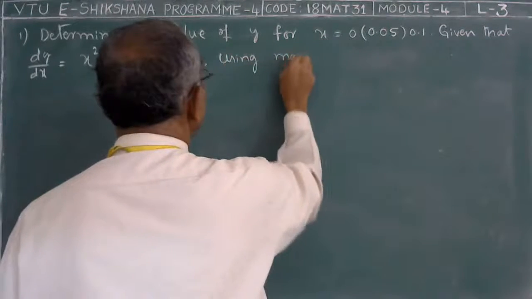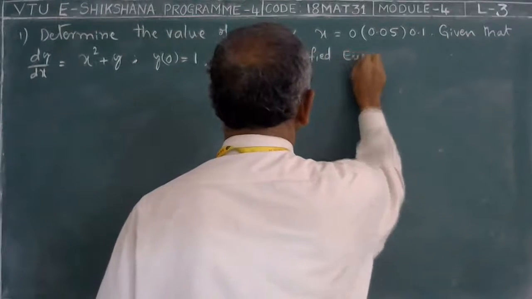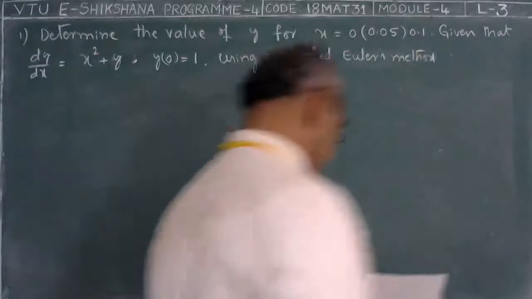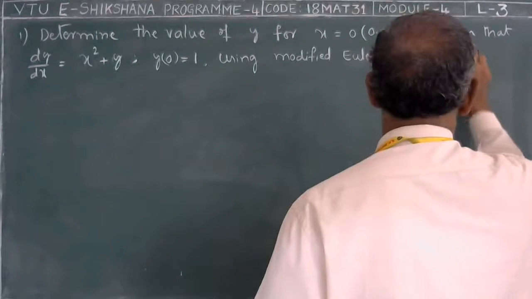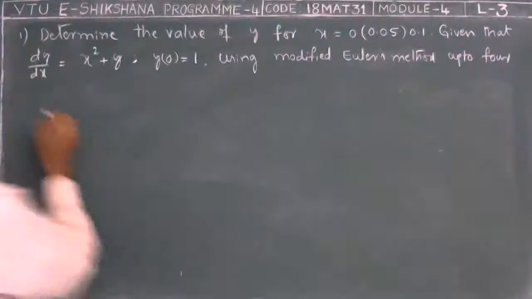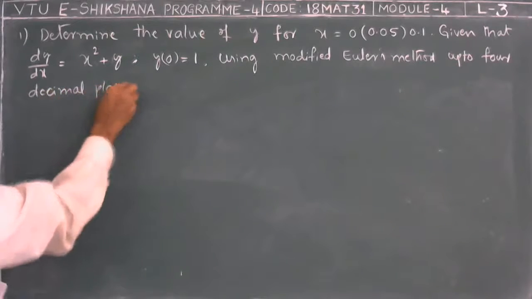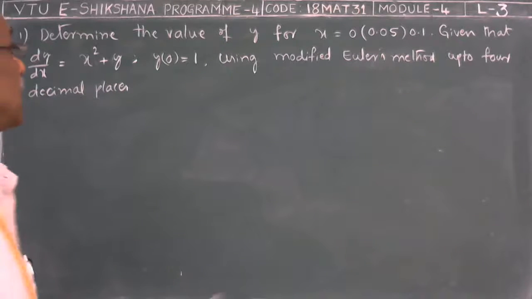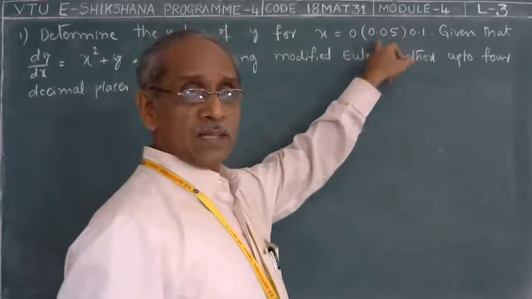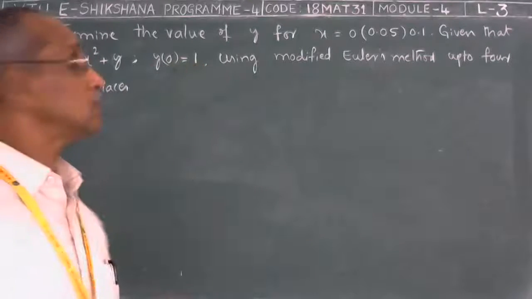Using modified Euler's method, up to 4 decimal places. So there is the question. So we need to find the value at x with step length 0.05. The given initial condition is y is 1 at x is equal to 0.